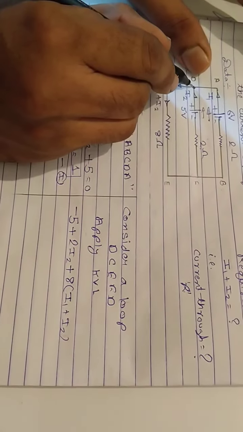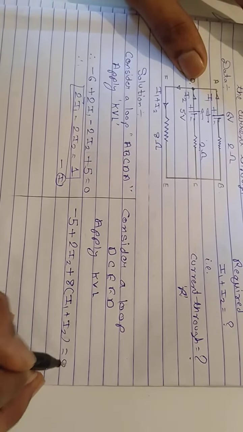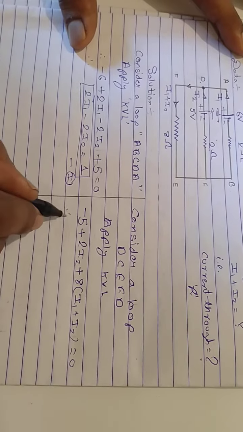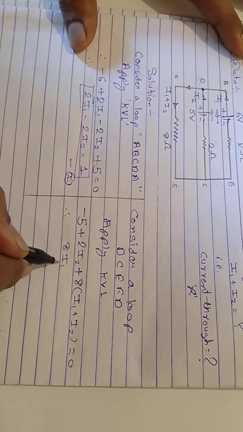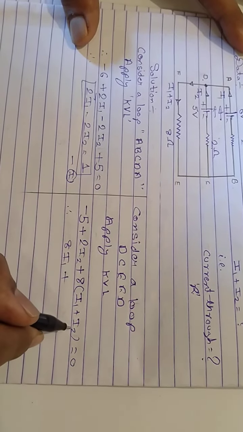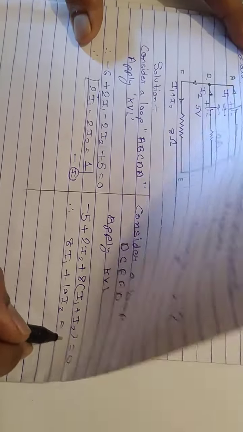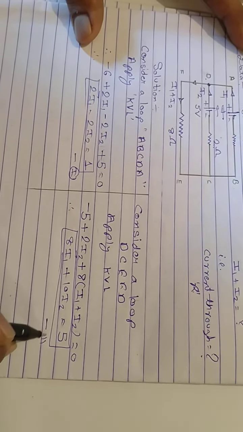Moving further, again I reach the point D. There is no component in between. The loop is completed, and the answer is 0. Now I simplify: 2I2 plus 8I1. After simplifying, I get the equation 8I1 plus 8I2 plus 2I2, that is 8I1 plus 10I2 equals 5. Say this is equation number 2.